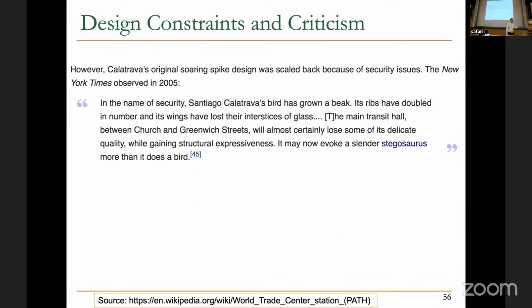So there are design constraints. Design constraints are actually very important in any architecture, including building architectures. As you can see, security is very important. In the name of security, Santiago Calatrava's bird has grown a beak. The ribs have doubled in number and its wings have lost their interstices of glass. The main transit hall will almost certainly lose some of its delicate quality while gaining structural expressiveness. It may now evoke a slender stegosaurus more than it does a bird.